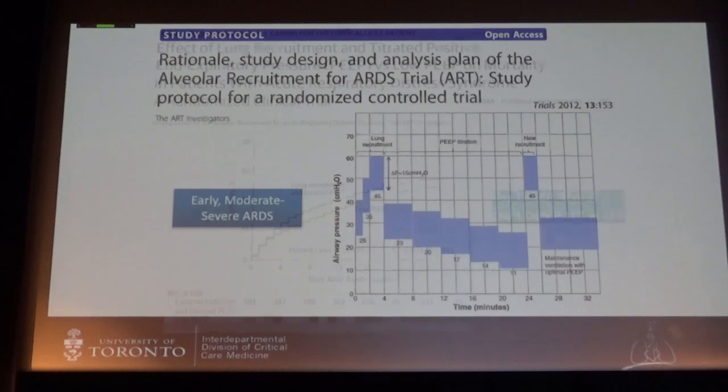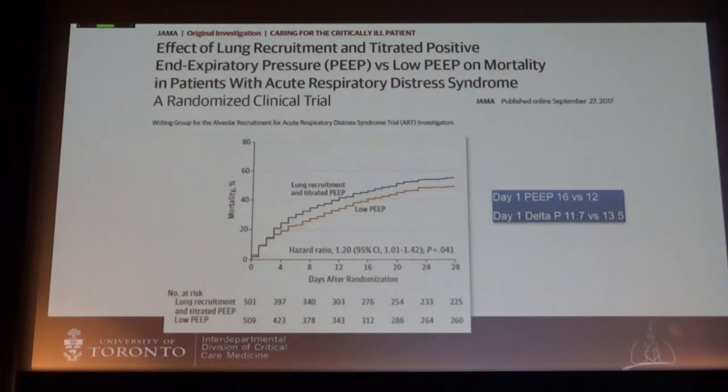But does it actually work in clinical practice? Certainly some reason for caution here. The ART trial, as you probably know, was actually high PEEP versus reasonably high PEEP, certainly higher than was applied in the other higher versus lower PEEP trials. And it showed an increase in mortality in the lung recruitment group.